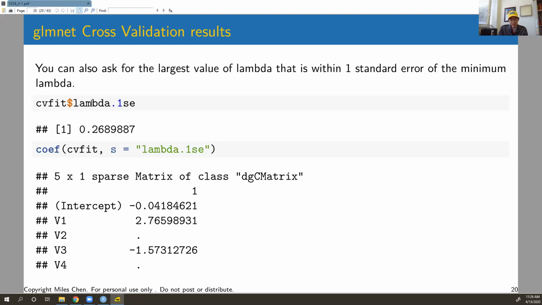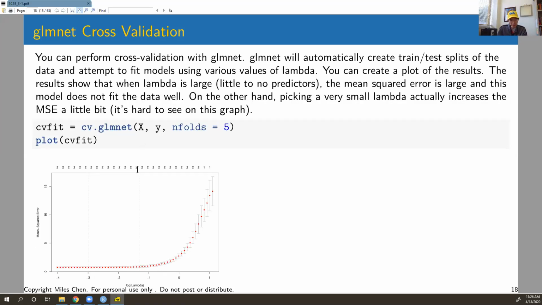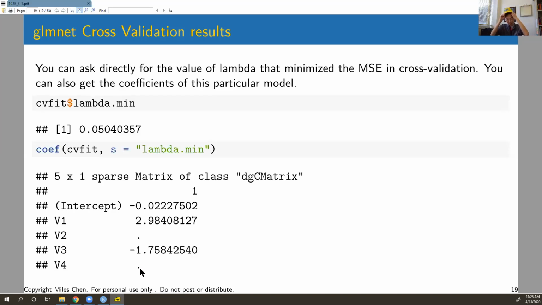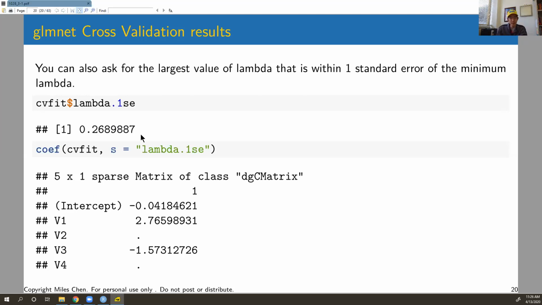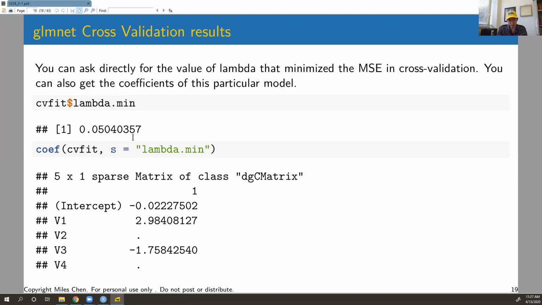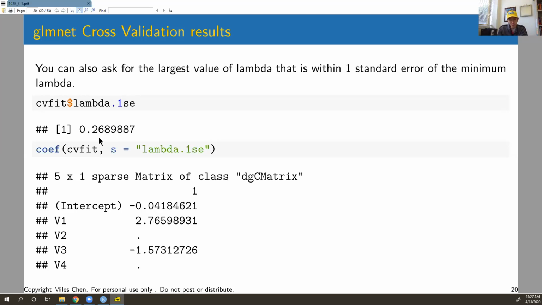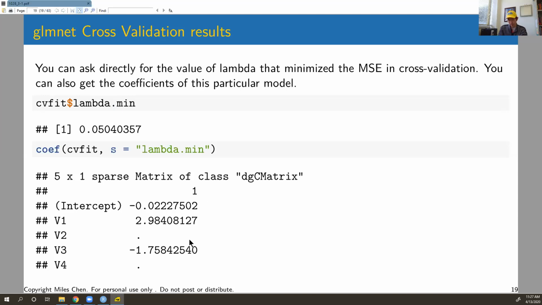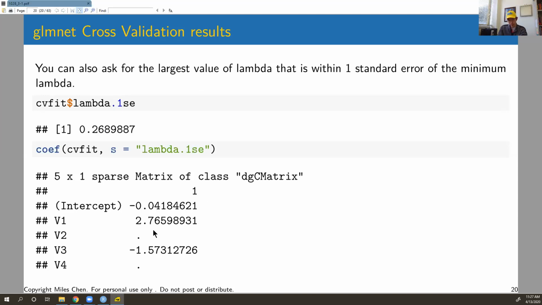And then there's also one called lambda.1se. Lambda.1se is going to be the right side bound here, and that is the largest value of lambda that's still within 1 standard error of the minimum value of lambda. So this is the lambda that produced the minimum, and this is the largest lambda that produced an error that's still within 1 standard error. And we can see the lambda is a little bit larger, so my coefficients are a little bit smaller.